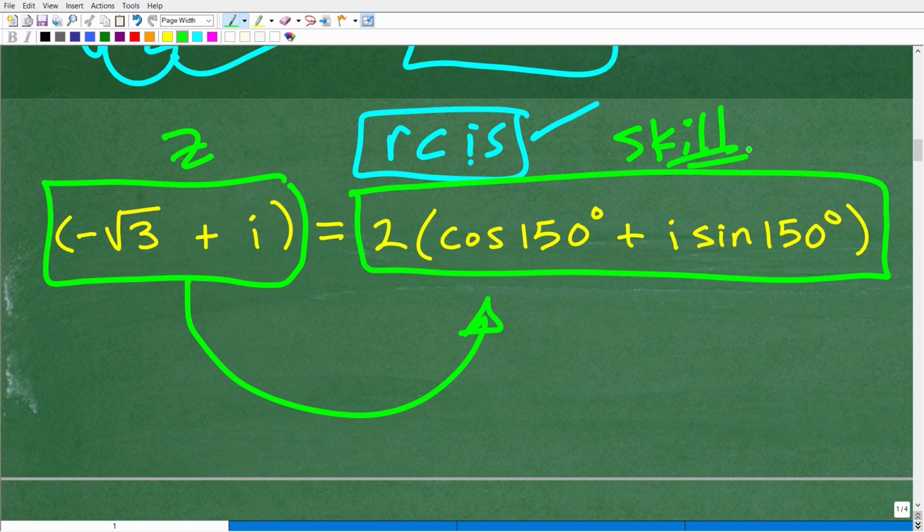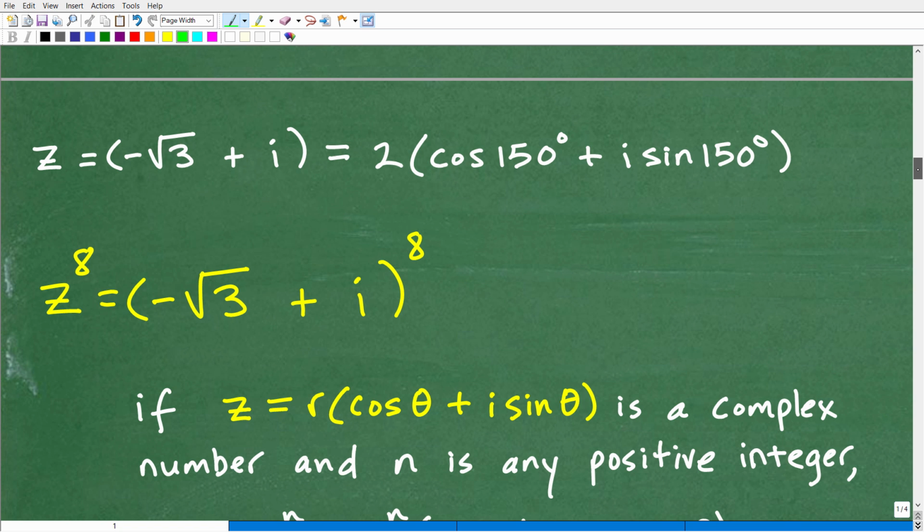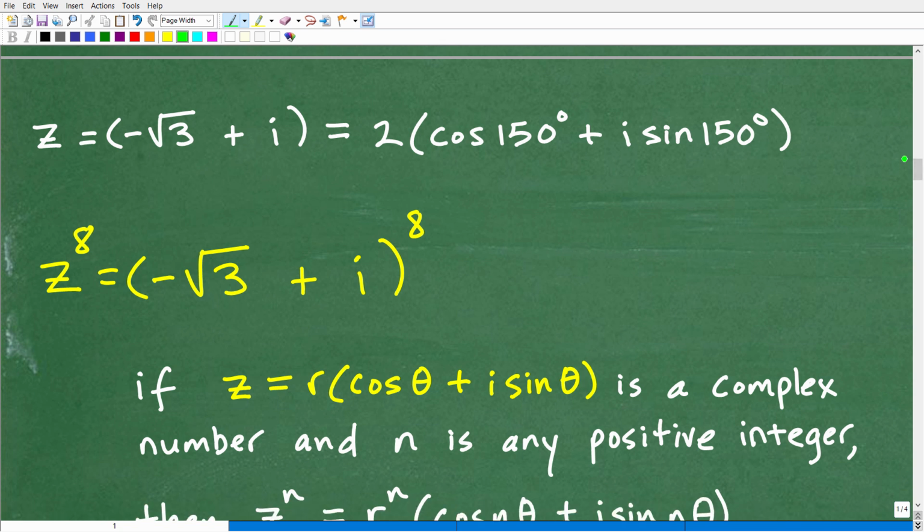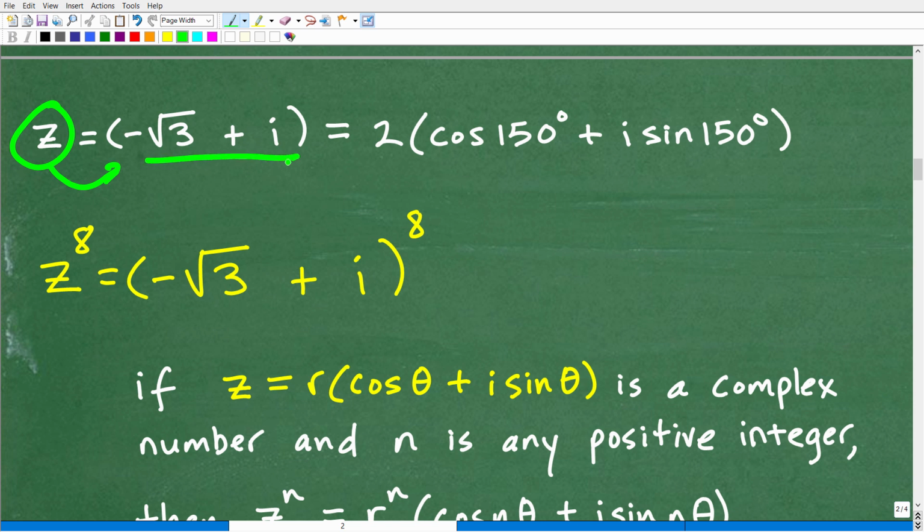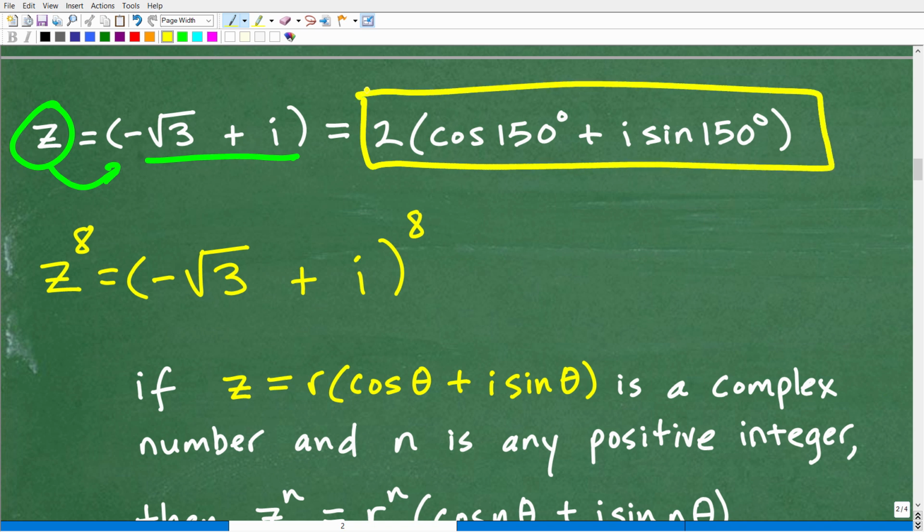Now, if you can do this, then you are going to be good to go when it comes to De Moivre's theorem. So let's go ahead and continue on now. Okay, so here is our setup. We have this complex number z, and it's negative square root of 3 plus i. Again, this is in a plus bi form, but we need to put this thing in trigonometric or polar form, so there it is. Now we have this complex number z in both forms.